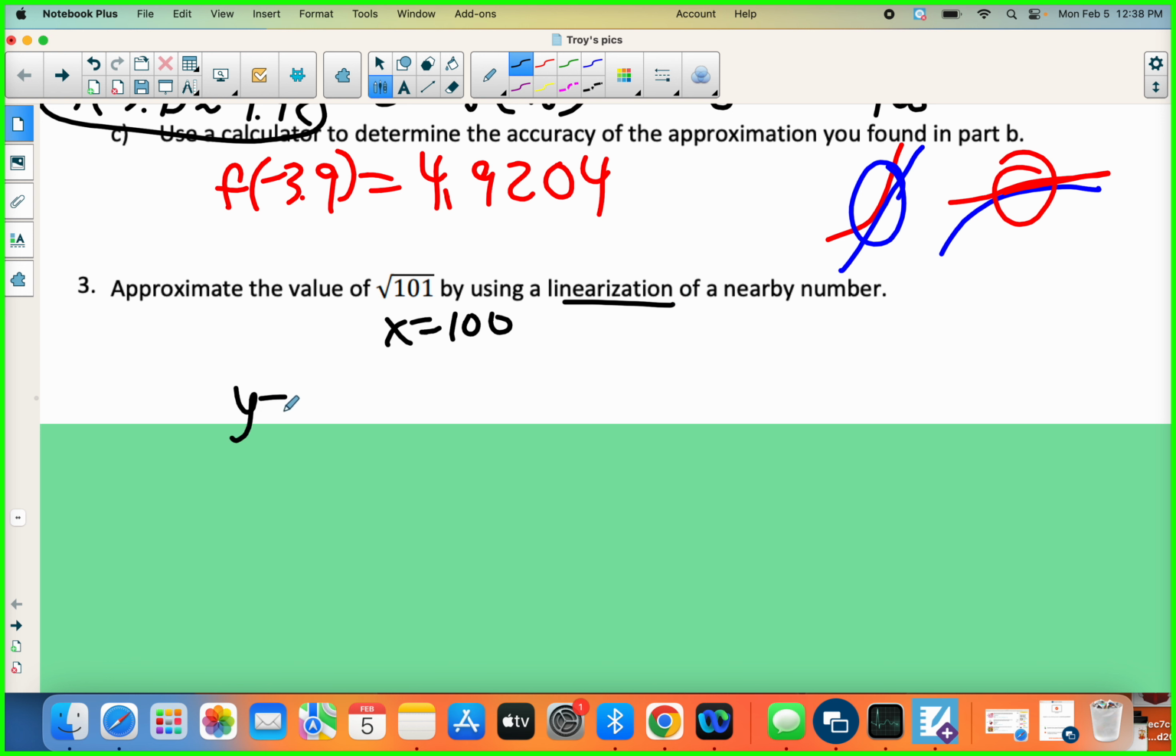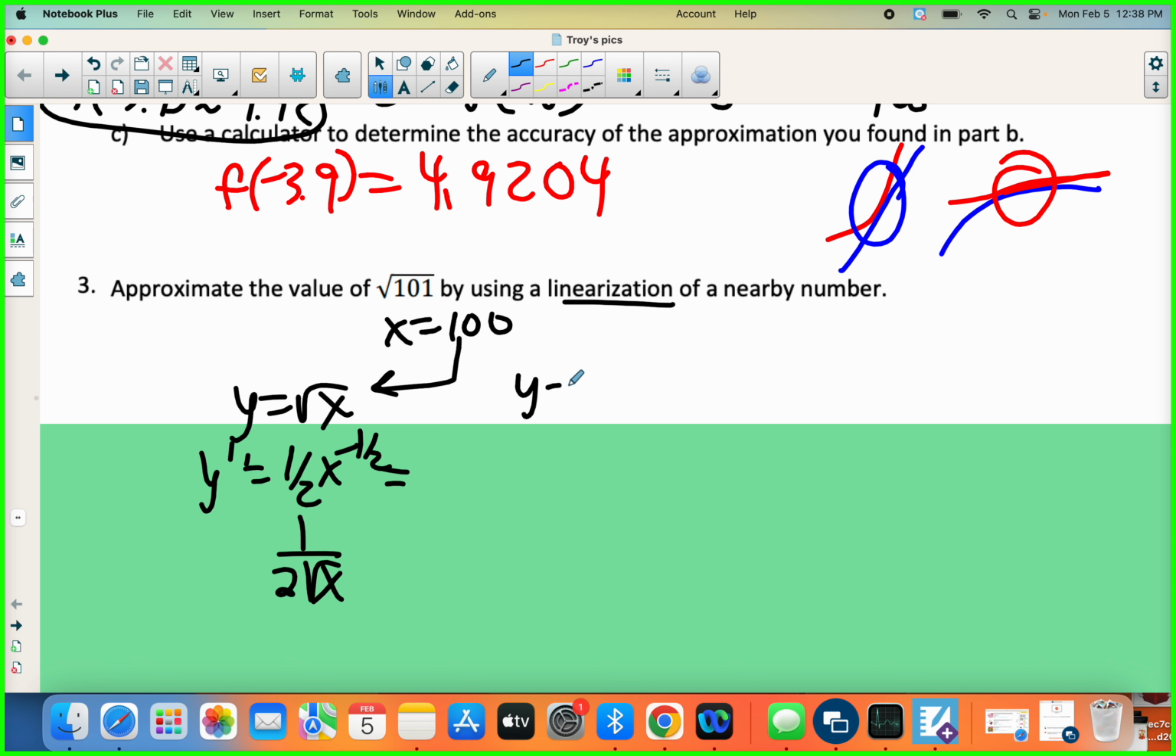So my function is y equals square root of x. Okay? Then you derive it, John, good. So you get 1/2 x to the negative 1/2, which is 1/2 root x. And then you're going to fill in Andreas's 100. So I'm going to have y minus y1 equals m, which is 1/20, times x minus 100.